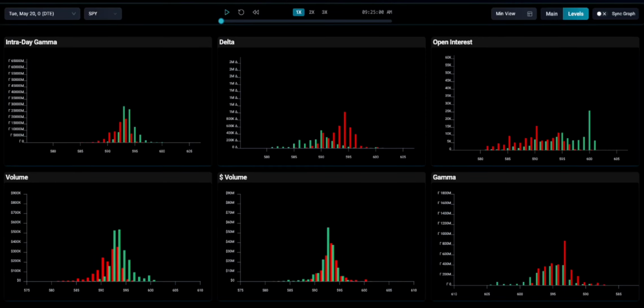Alright, so this is the levels page on MajorWager. It shows all the key strikes that actually matter today, based on both open interest and real intraday flow.